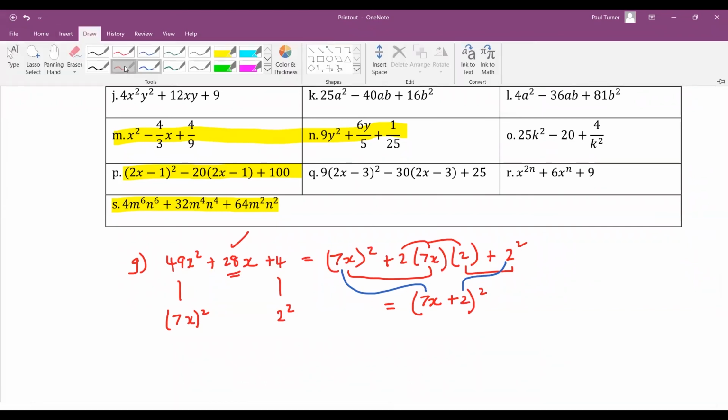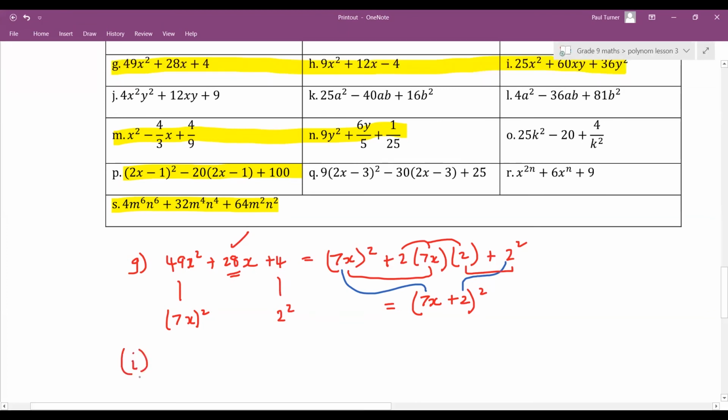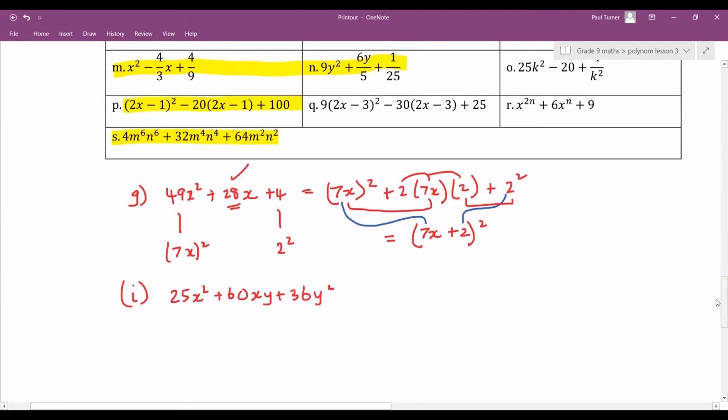What about I? Let's do I. So I is 25x squared plus 60xy plus 36y squared. So this is looking okay. Looks like it'll work. Okay, so the first term, make it a perfect square, 5x all squared. The last term is 36y squared, so that's 6y all squared. And we need to check the middle number is correct.